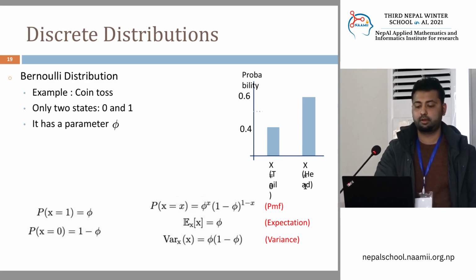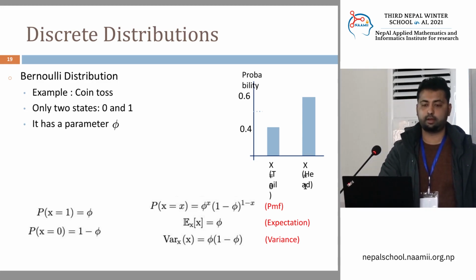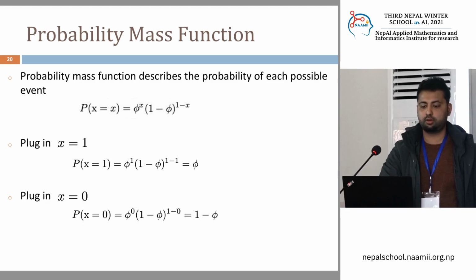For example, here the probability mass function is phi to the power x times (1 minus phi) to the power (1 minus x). Let's say you want to find the probability of getting x equal to 1. You just plug in x equal to 1 in this equation, you get phi to the power 1 and (1 minus phi) to the power 0, and you get phi. So this statement here, P(x=1), is somewhere hidden inside this probability mass function.